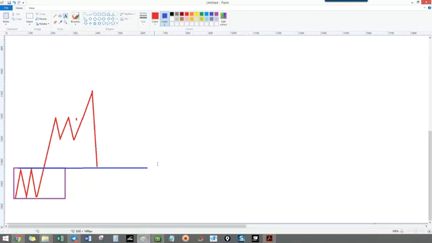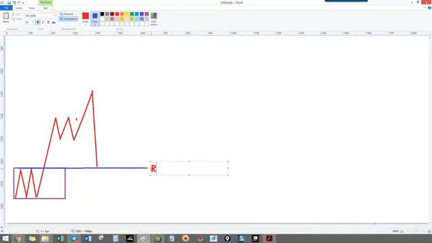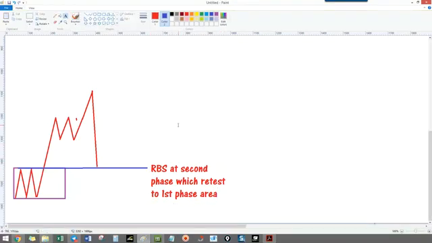This is RBS at second phase, which retests to first phase area. Okay, this is not a QM. This is a QM pattern. All right, I will draw the QM pattern.